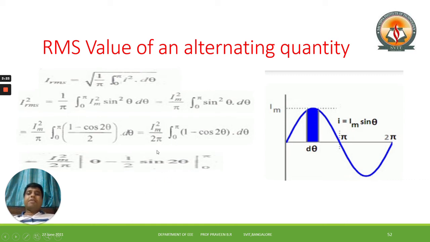The second term vanishes because we all know sin 2 pi is 0, sin 0 is also 0, so 0 minus 0 is nothing but 0. So we get this as Im squared divided by 2 pi into pi. Pi and pi get cancelled, so you get it as Im squared by 2. Im squared by 2 is I squared RMS. If I take square root on both the sides, I get Im by root 2. 1 by root 2 can be written as 0.707 times Im.